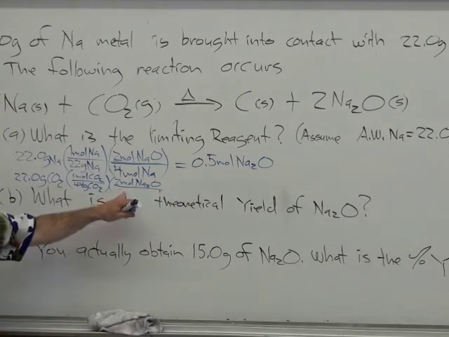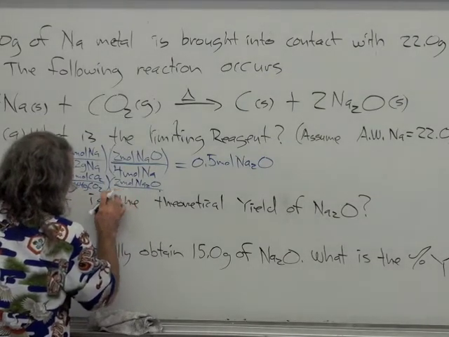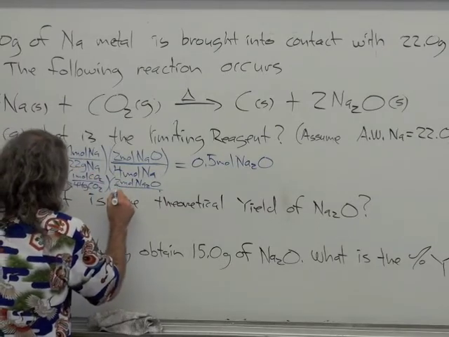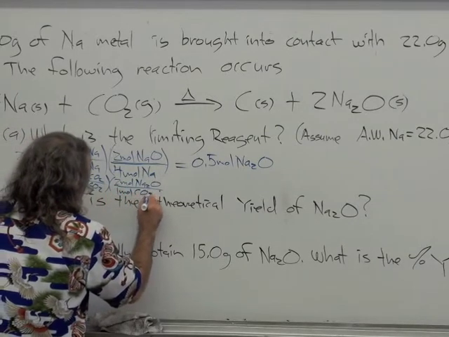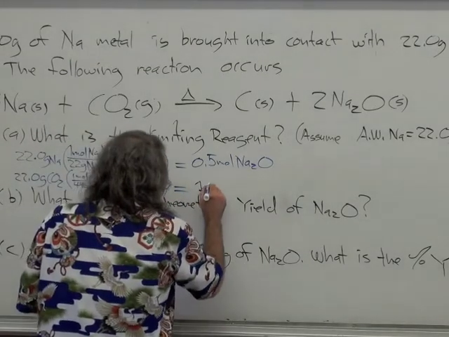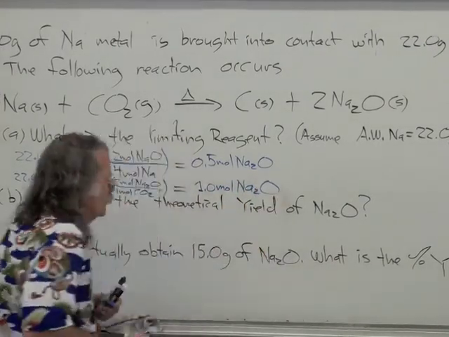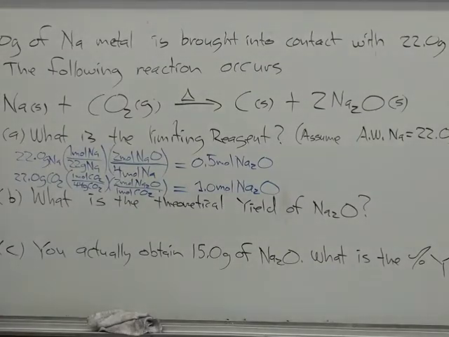okay, you'll have enough room on the test, but you're going to have to make sure that you write it in the appropriate margin, for every 1 mole of CO2. And that's equal to, okay, 22 divided by 44 is what? 1/2. And 1/2 times 2 is 1.0 mole of sodium oxide. Okay, now is there enough information to answer the question? Which is the limiting reagent?